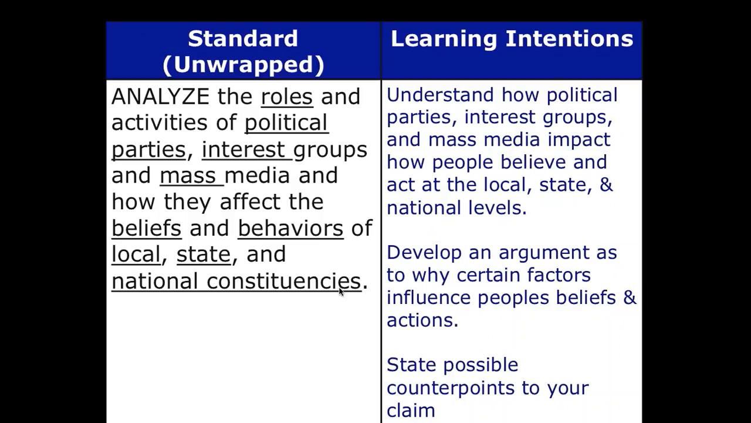Now, in this situation, just put the main social studies standard there on the left. The teacher came up with 3 learning intentions. Students needed to understand how political parties, interest groups, and mass media impact how people believe, how they act at the national, state, and local levels. Develop an argument as to why certain factors influence people's beliefs and actions, and state possible counterpoints to the claim.